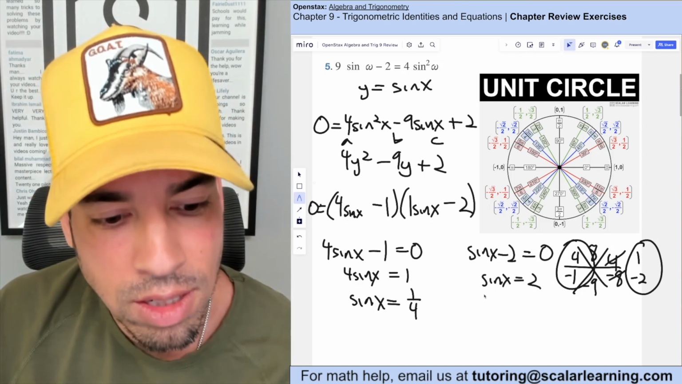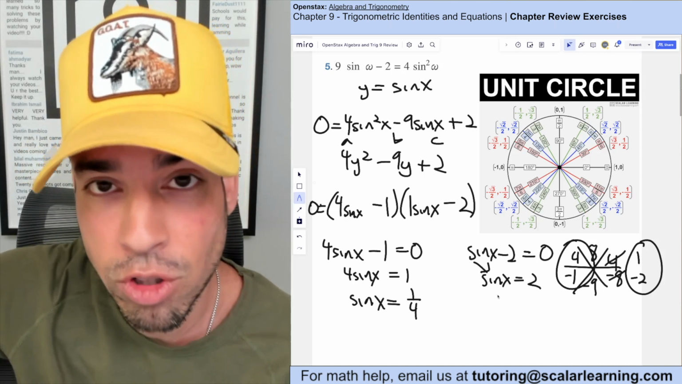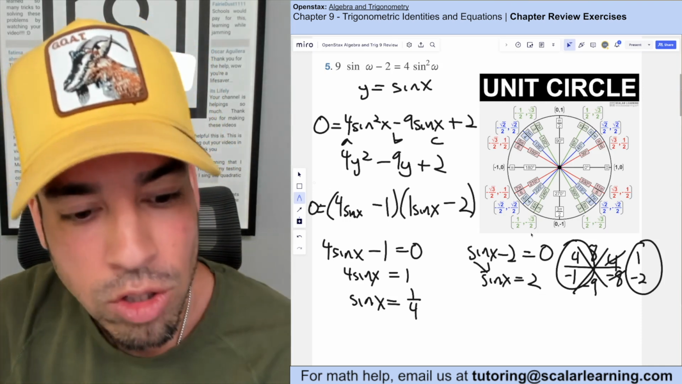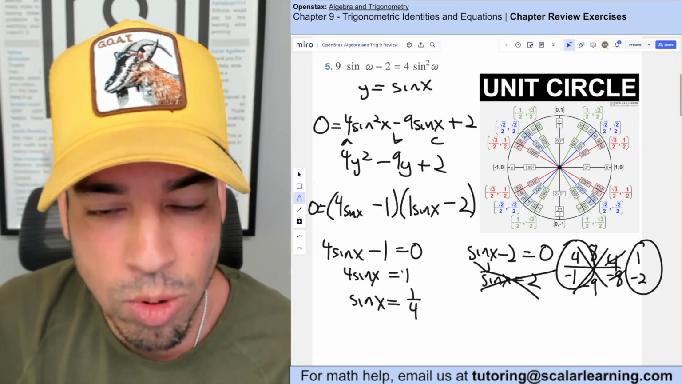Now, this is interesting because sine of x can only output values in its range between negative 1 and 1. We're trying to get it to equal 2. That's not possible. So this is a no solution situation. This one, however, is doable.